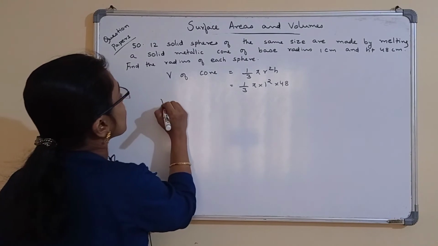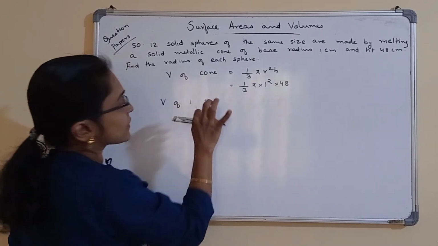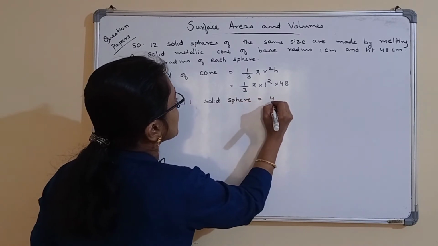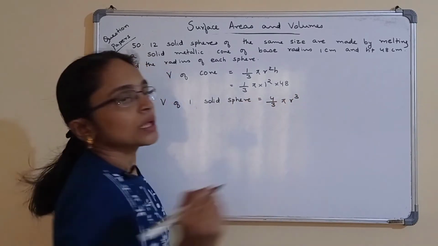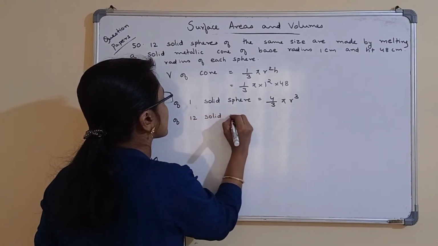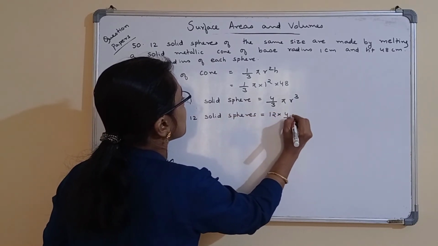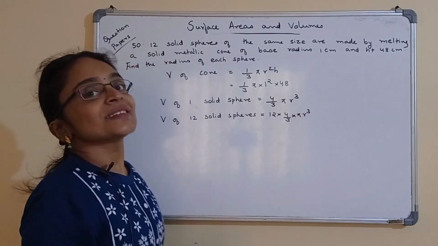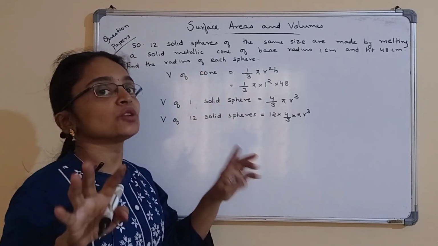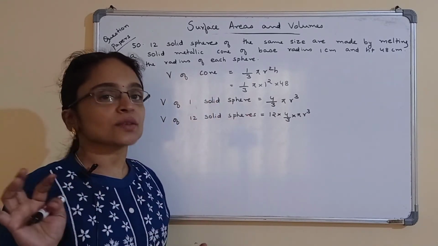Okay, now the volume of 12 solid spheres. First we can write one solid sphere. Volume of one solid sphere is 4 by 3 pi r cube, right? And volume of 12 solid spheres is equal to 12 into 4 by 3 pi r cube, right? So this cone is made into 12 solid spheres. So volume of cone will be equal to volume of 12 solid spheres, right?